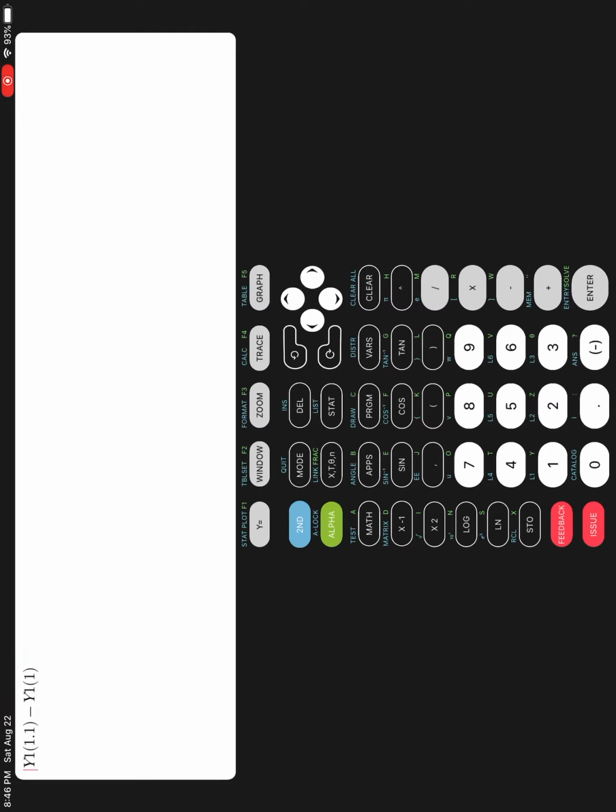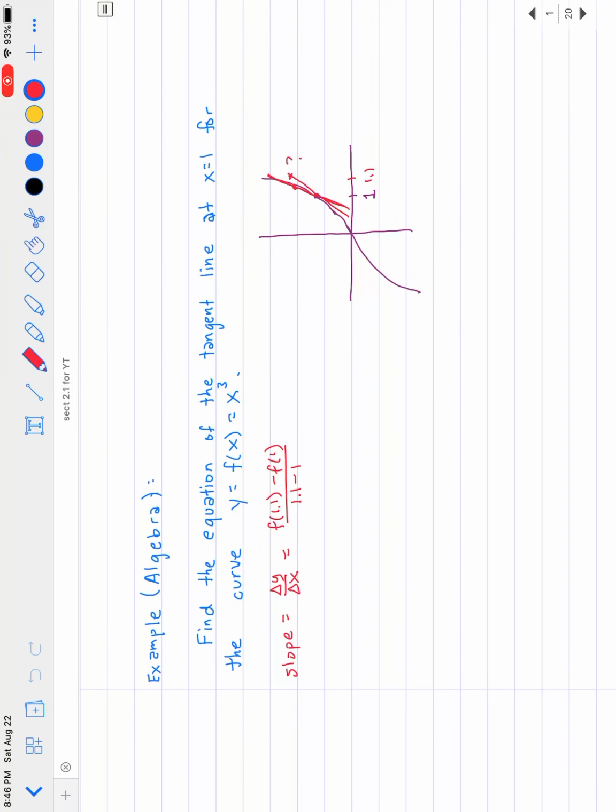And I am now going to put a little bit more parentheses over here just to make sure that we can actually write the fraction afterwards. So close that parenthesis, divided by 1.1 minus 1. What we get is 3.31. So if I go back to the screen, that means my slope is approximately 3.31. Now, unfortunately, that is not good enough because we're using the secant line to estimate the tangent line. But this does give me something to work with.